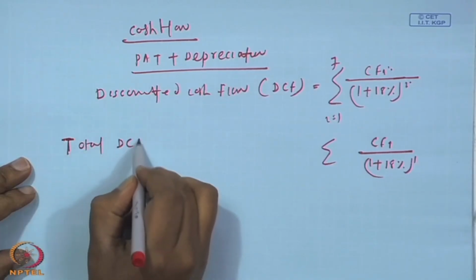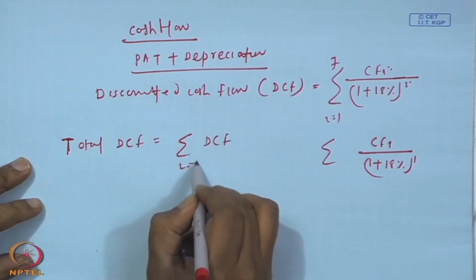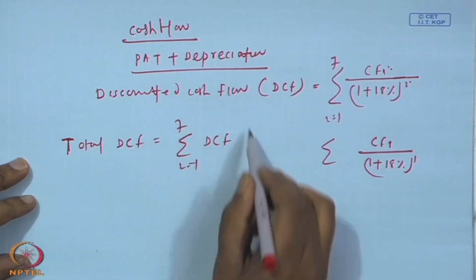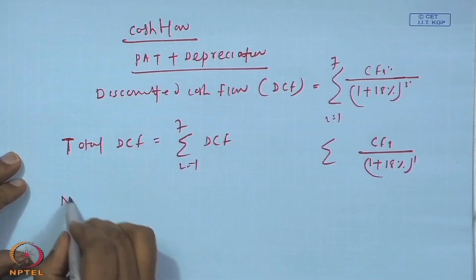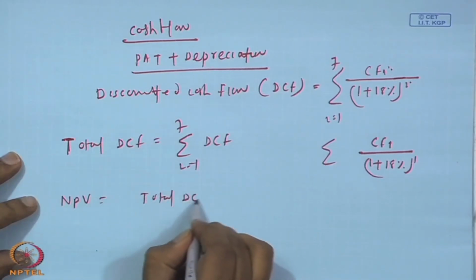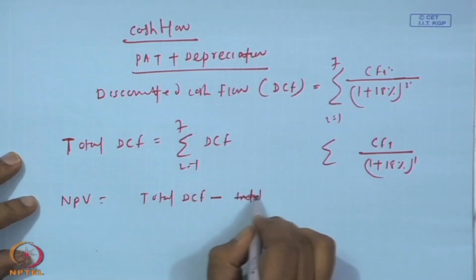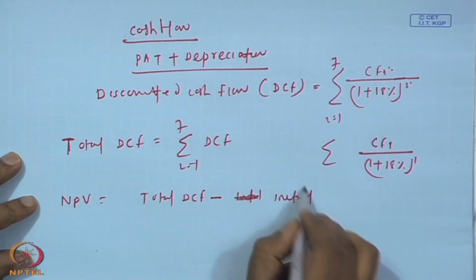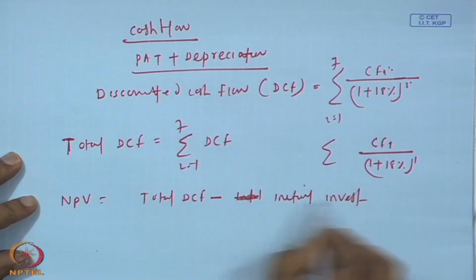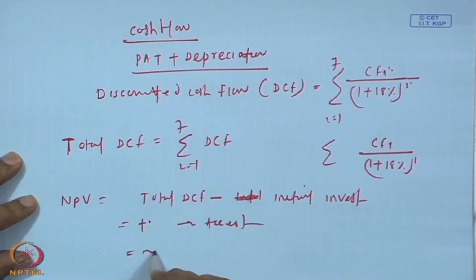Total discounted cash flow is the summation of all discounted cash flows, I from 1 to n, here 1 to 7. After getting the total discounted cash flow, you have to calculate the NPV. NPV is nothing but total discounted cash flow minus the initial investment. If it is positive, then accept the project. If it is negative, reject the project.